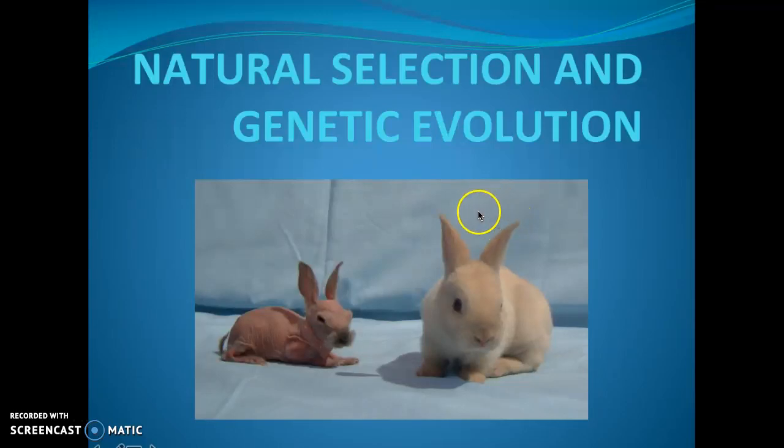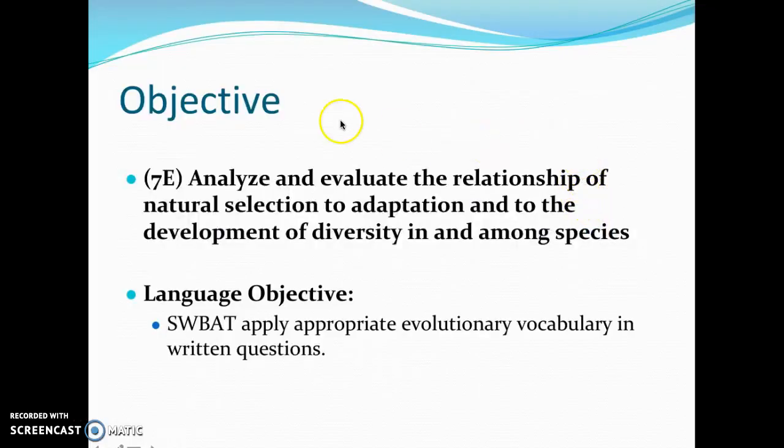In this video, we are going to be talking about evolution through natural selection and a little bit about genetic evolution as well. We're going to be looking at some vocabulary that will help you understand these two terms a little bit better. Okay, so the objective here is to be able to analyze and evaluate the relationship of natural selection to adaptations and to the development of diversity in and among species.